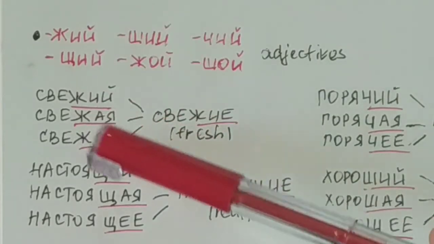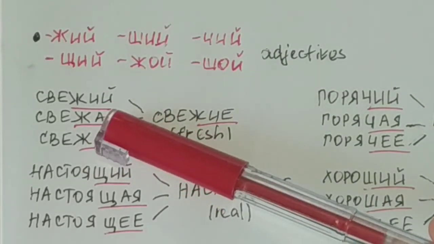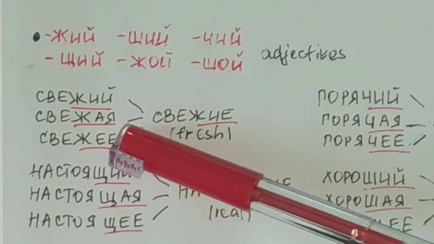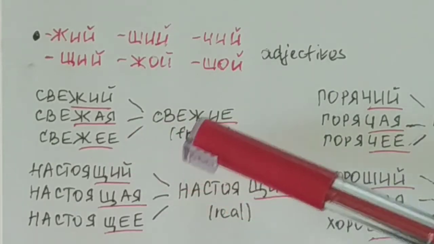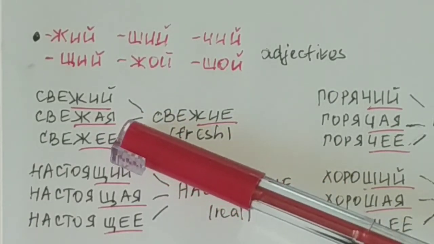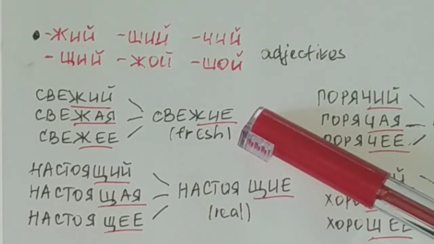For жи we have свежий, masculine gender adjective ending in жи. So all of its feminine and neuter gender forms will be making their plural versions by adding и, е. So свежий means fresh. We have feminine свежая and neuter свежее, and the plural will be свежие.